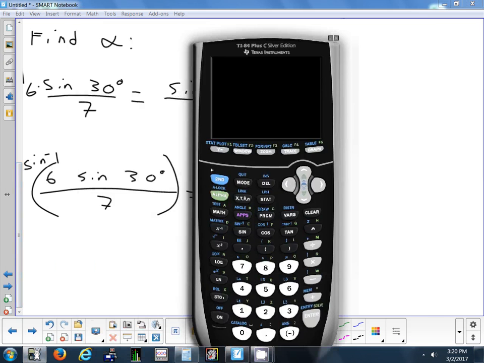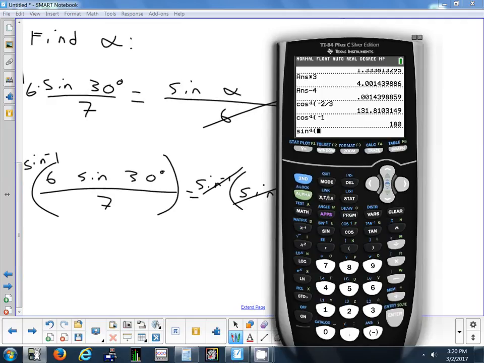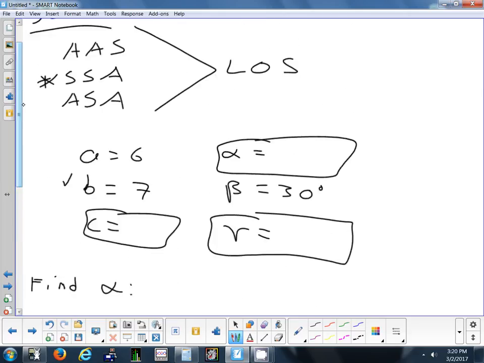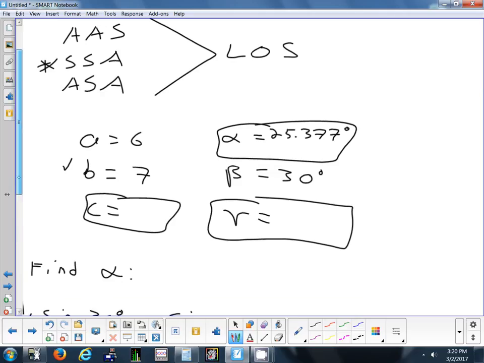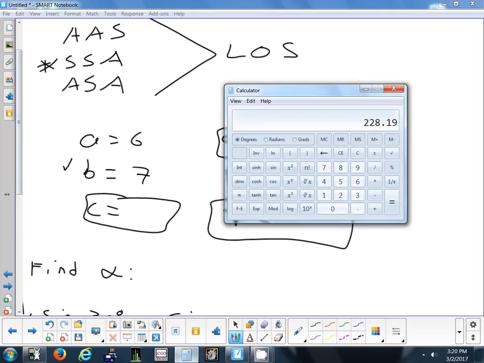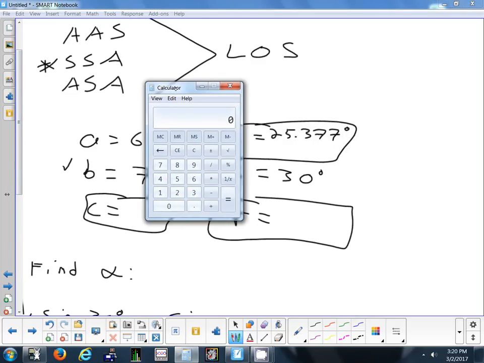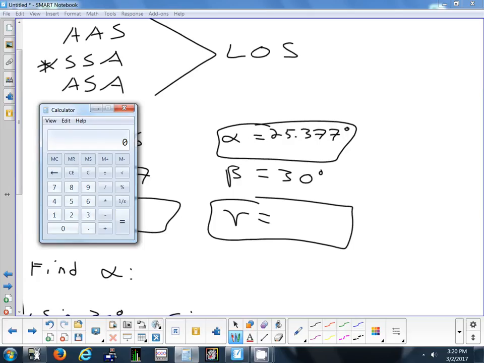And let's type that in and see what we get. So we do second inverse sine, 6 sine 30, make sure you close the parenthesis, divided by 7. We get 25.377. Now, I have to check for the second answer. Okay. What do I do with that number to check for a second answer? Take it and subtract that from 180.